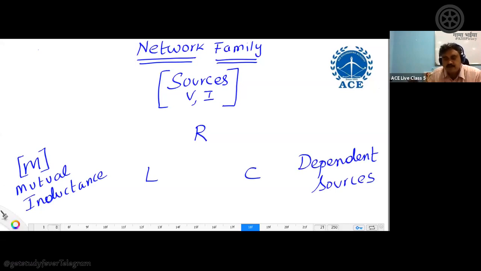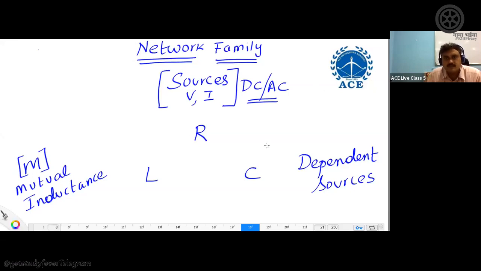Okay, total network family: you have sources, either voltage or current. They can be DC sources or AC sources. R, L and C, dependent sources and mutual inductance. So absolute clarity should be there on each network element's properties. There should not be any doubt here. Very good, right? I hope you guys are following.